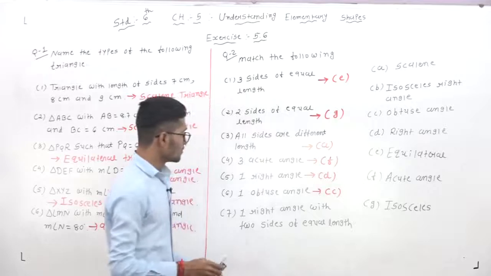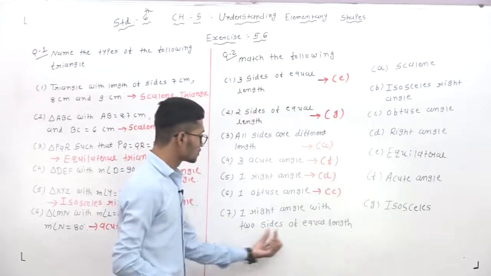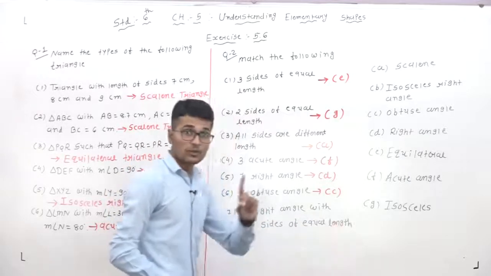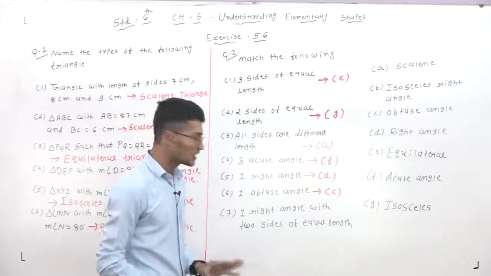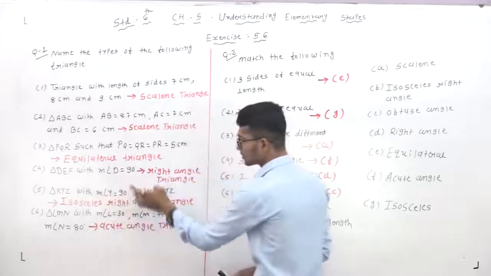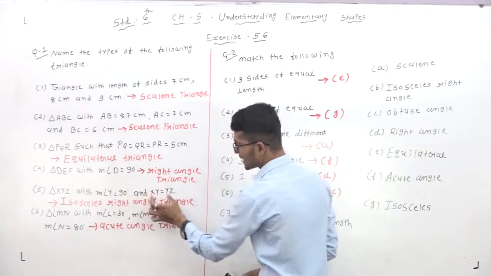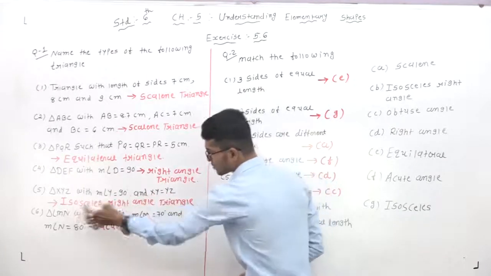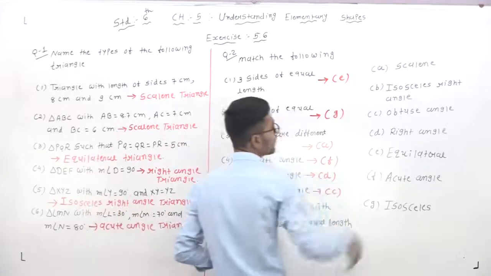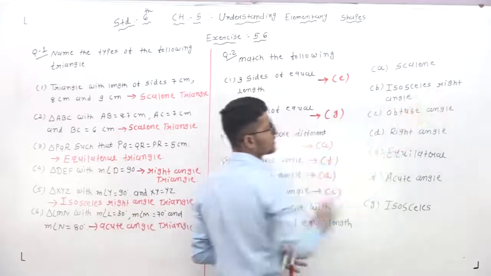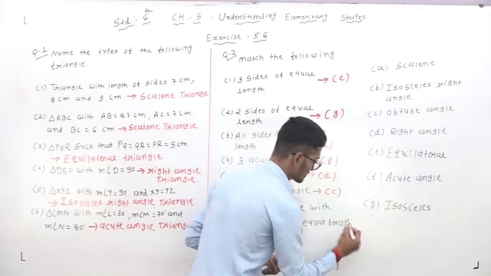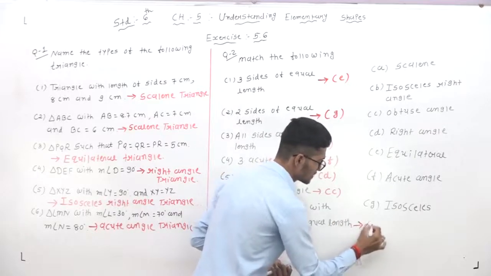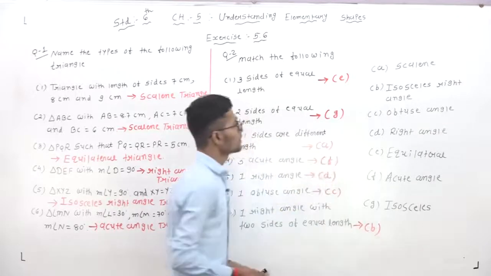And the last one: right angle with two sides of equal length. See, this one is one right angle and two sides of equal length. One right angle and two sides of equal length is called isosceles right angle triangle. Now find it: isosceles right angle. So in this question the answer is B. The last question answer is B. So this one is our method.